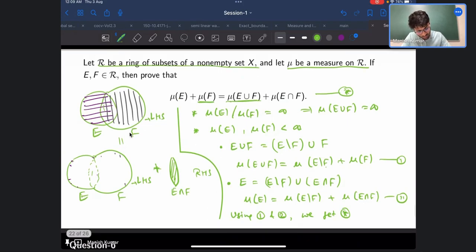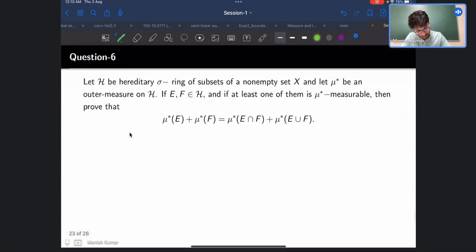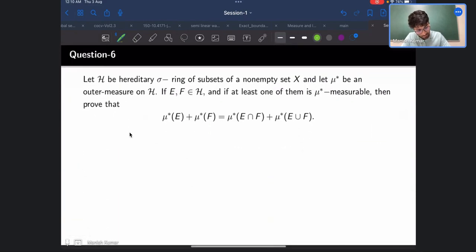Now what if we want to do it with outer measure? Suppose now you have a hereditary sigma ring H, and you have mu star, which is an outer measure on this H, and you have to assume that at least one of them is mu star measurable. Without this it is not true, and I'll explain why we cannot expect such a thing. At first let us try to prove this part.